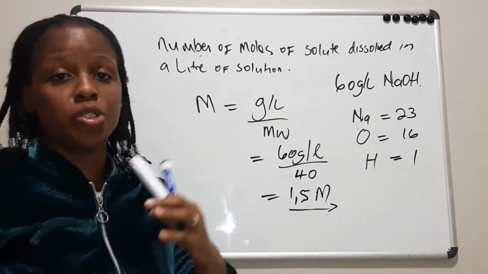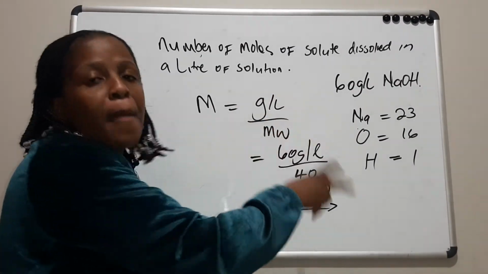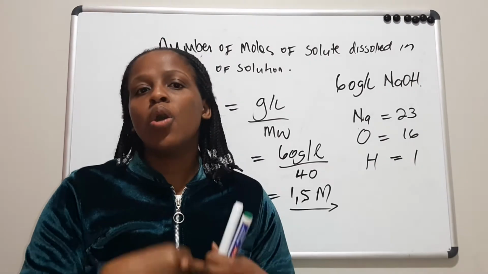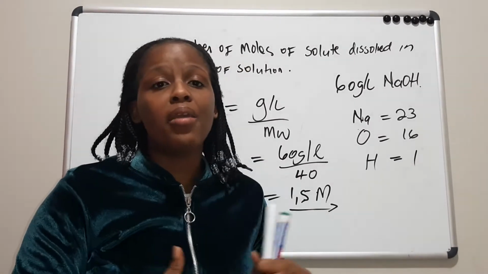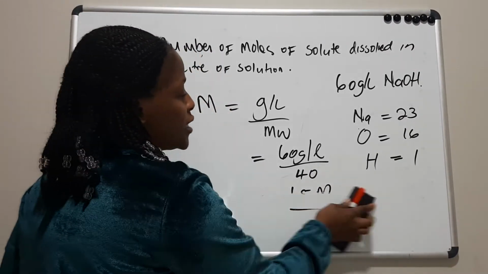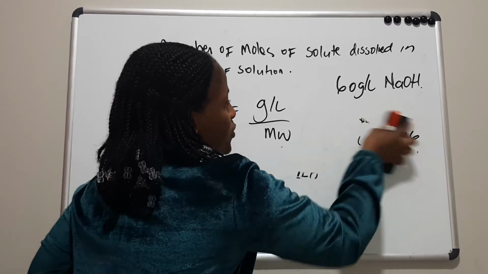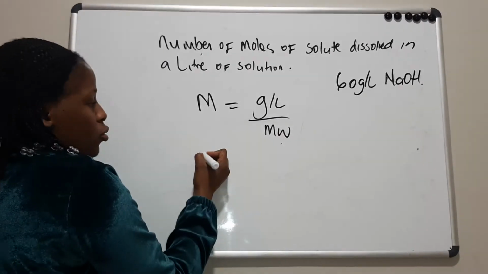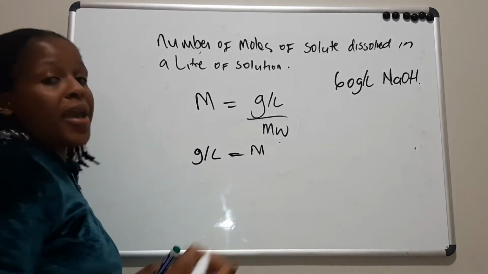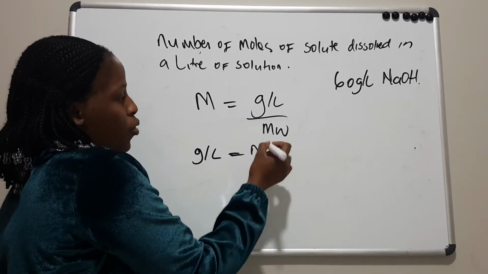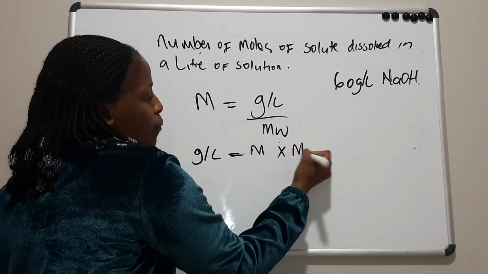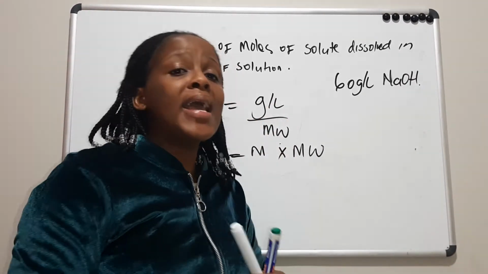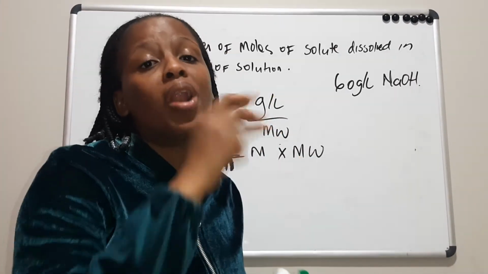But like I said, we are preparing solutions, so we can use this formula by rearranging it so that we can know how much solid we need to dissolve, weigh, or measure when we are preparing a specific solution. This is the original formula, but if we rearrange it, we can also use it like this, whereby grams per liter is equal to molarity multiplied by molecular weight. So you will use this formula every time you are asked to prepare a specific solution and you are given the molarity.